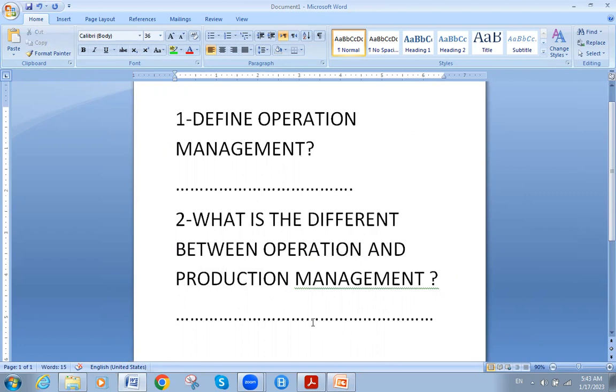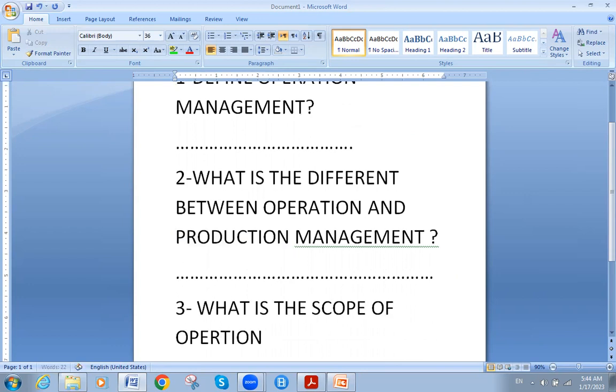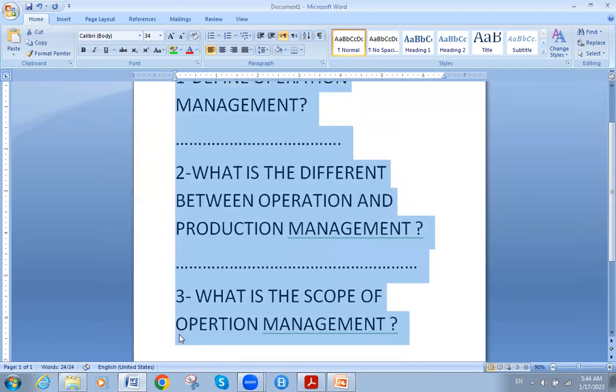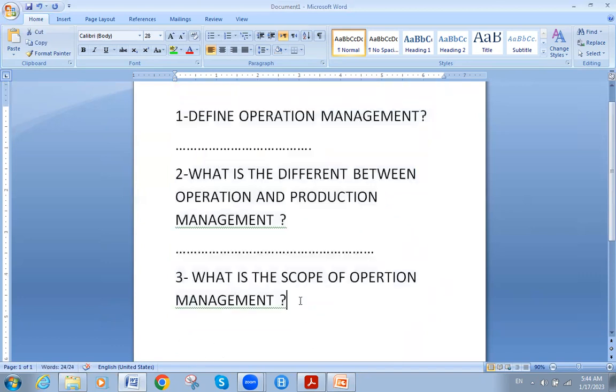The third question today is, what is the scope of operation management? This is the third question. So I'll put all of them together like this. What is the scope of operation management? So this is the third question.